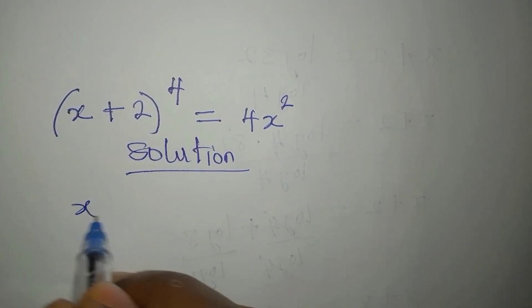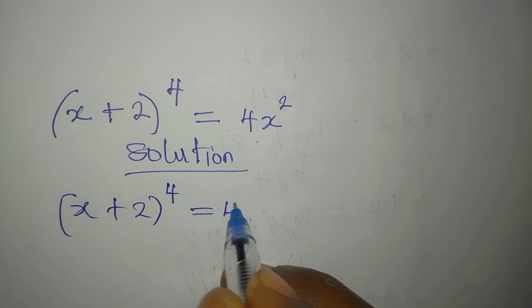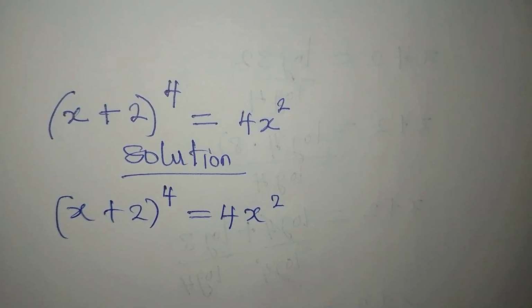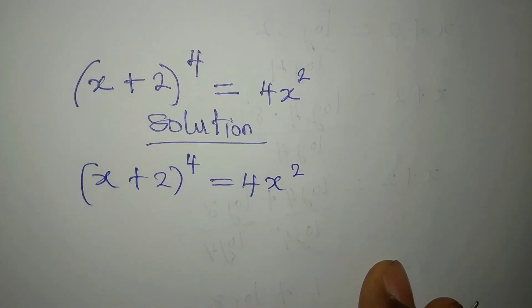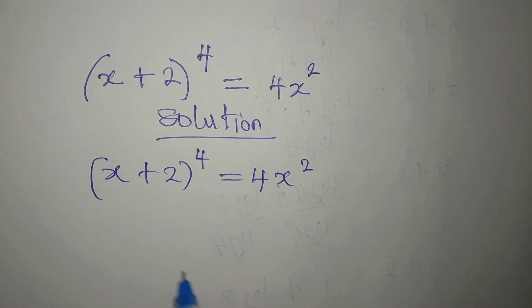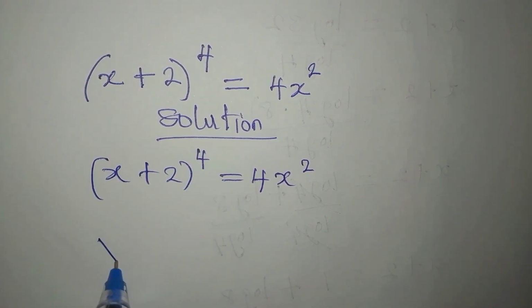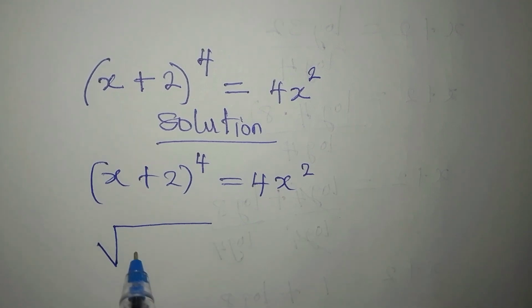And we have (x + 2)^4 = 4x^2. So if you're here, it is not by accident. Sit and learn. What do we do in this case? I want us to take this step straight away. Because of the 4 here, we really take the square root of everything.